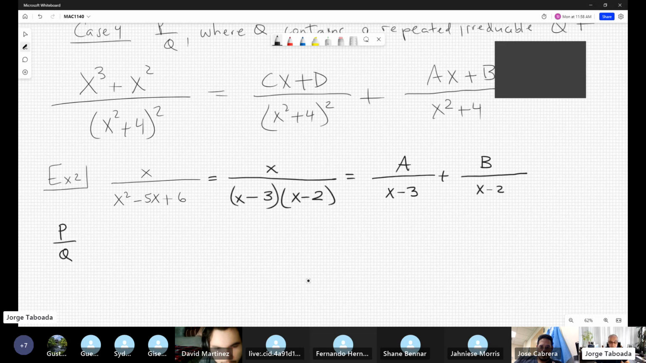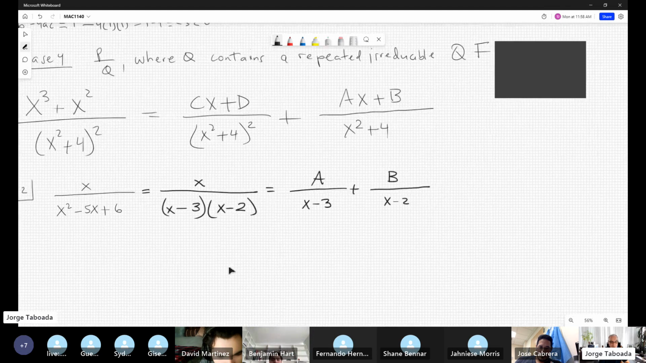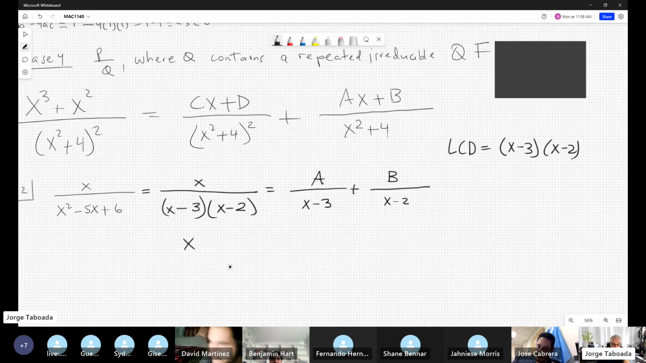Now remember, in this case you can apply the easy method, the shortcut, using the smart value. But first of all, you need to find the least common denominator. It obviously is x minus 3 times x minus 2, and you multiply the entire equation by this. We have x only, equal to A times x minus 2 plus B times x minus 3. Let me see, when you multiply, it stays x minus 2 for A, and B times x minus 3.